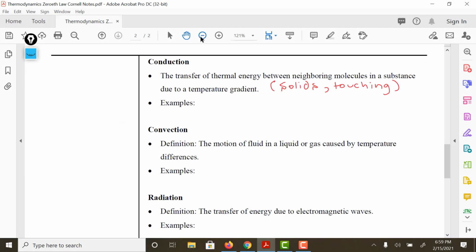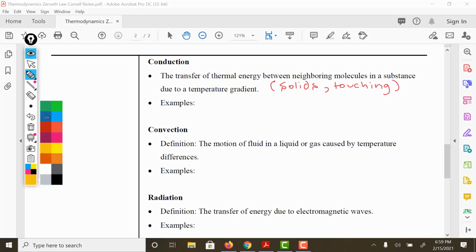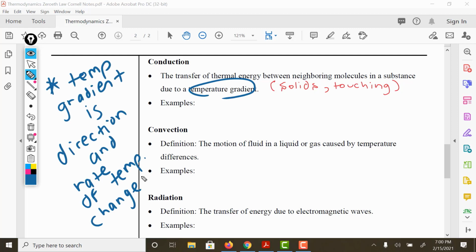In the process of transferring heat between bodies or between systems, there are three ways that this can be done. The first method is what we call conduction. Conduction is transfer between neighboring molecules in a substance due to what we call a temperature gradient. Now, conduction is going to occur between solids. So we have solid materials that actually touch each other. They are in actual contact, and so they can conduct the energy.